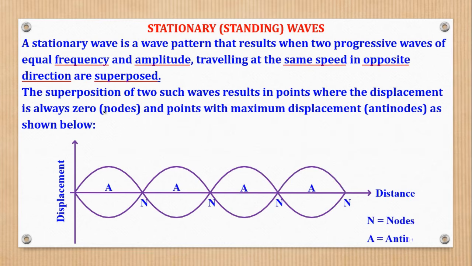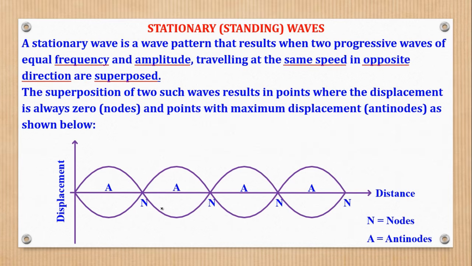So they told you nodes are points with zero displacement. That is why this point here is what we call a node. Then antinodes are points with maximum displacement. So from here to here, there is maximum displacement. So those will be the antinodes. So that is how a stationary wave is represented.